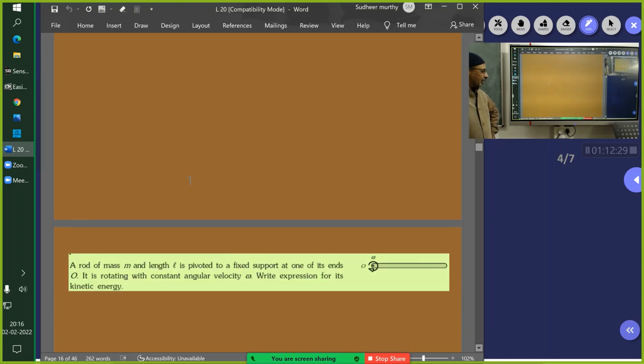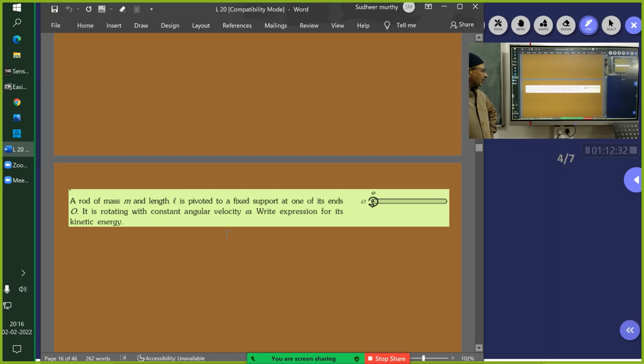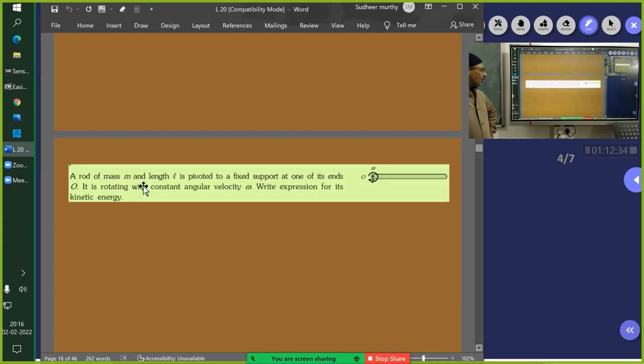Okay, fine. Solve one more problem. You solve this, very simple. A rod of mass m, length L is pivoted to a fixed support at one of its ends. It's rotating with constant angular velocity omega. Write the expression for kinetic energy. Fast! You should write this even without pen and paper.